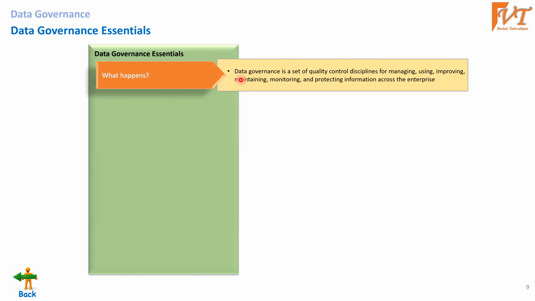So, what is data governance? It's just a set of quality control disciplines. I don't want to read out the slide; it's just for your reference, but I will explain what it means. Data governance means a set of rules, wherein those rules are used to control the master data and to ensure that the information, whatever data is there, is consistent as per the client requirement.